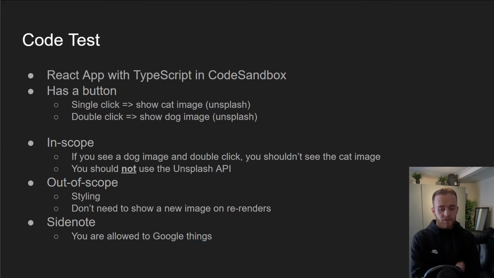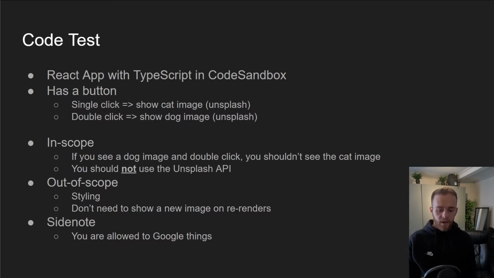Now, what's in scope? If you see a dog image and double click, you shouldn't see the cat image. The other point is that you should not use the Unsplash API, right? So we have to find a way to not use the Unsplash API, but still retrieve an image from there. What's out of scope is the styling, so we don't have to worry about CSS or making it look pretty.